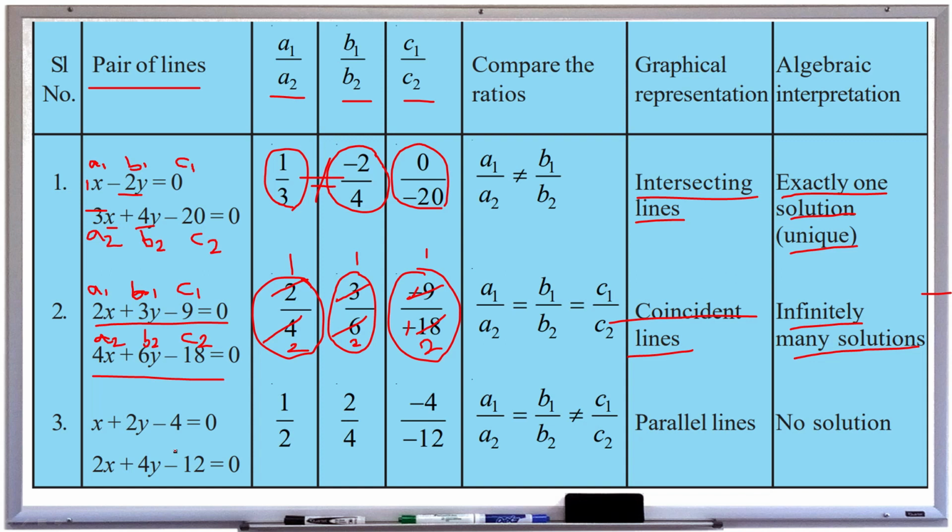The third example, the same way you can consider. Two equations are given: x plus 2y minus 4 is equal to 0 and 2x plus 4y minus 12 is equal to 0. Similarly, you can find the values of a1 by a2, b1 by b2 and c1 by c2. Now you see a1 by a2 is equal to b1 by b2, which is 1 by 2 equal to 1 by 2, whereas b1 by b2 is not equal to c1 by c2. Both are not the same.